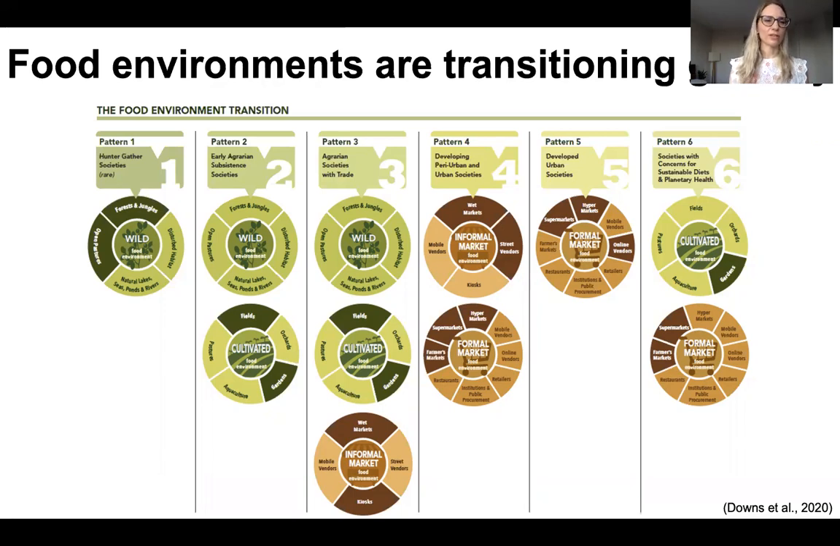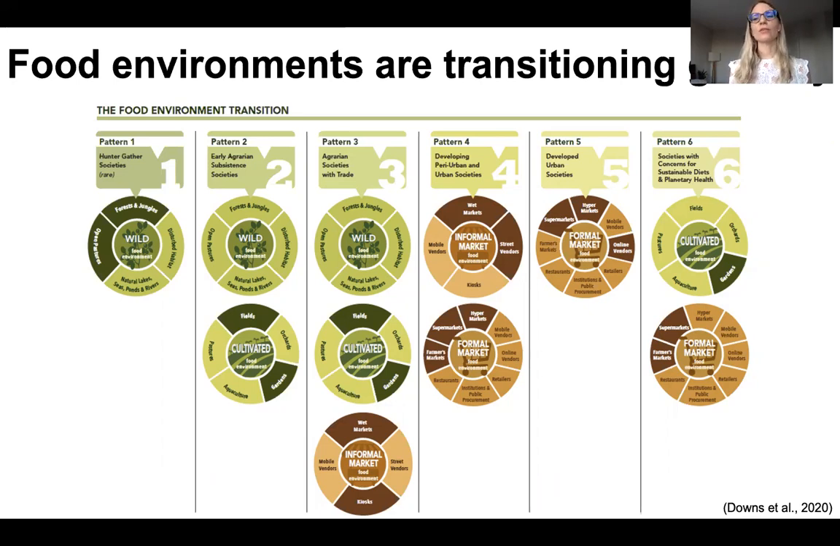So starting with the hunter-gatherer societies, obviously they're really interfacing with wild food environments. And then you have early agrarian subsistence societies where you have the wild and cultivated food environments. And then as you go along, you might add the informal food environment. And then there tends to be a shift towards the combination of informal and formal built food environments. And then when you get to a place like, for example, the US, which is where I'm based, it's very much formal market built environments that we interface with as consumers.